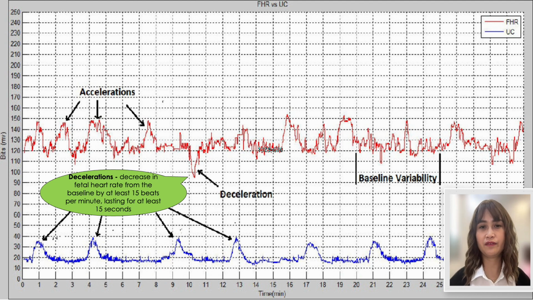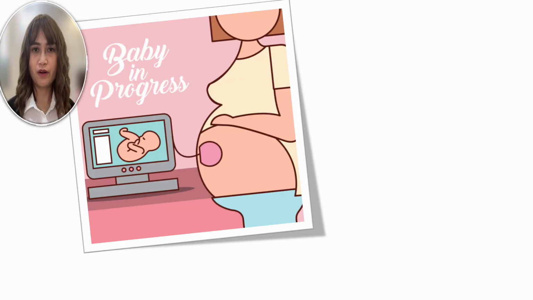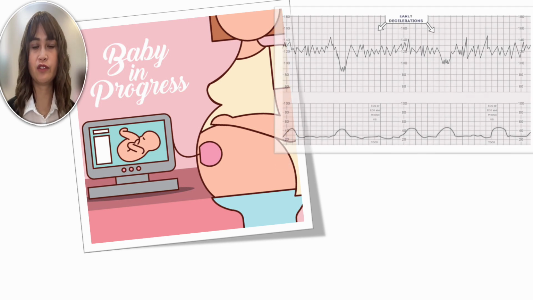We also have the decelerations. These are a decrease in the fetal heart rate from the baseline by at least 15 beats per minute, lasting for at least 15 seconds. There are 3 types of deceleration depending on the relationship with uterine contraction.